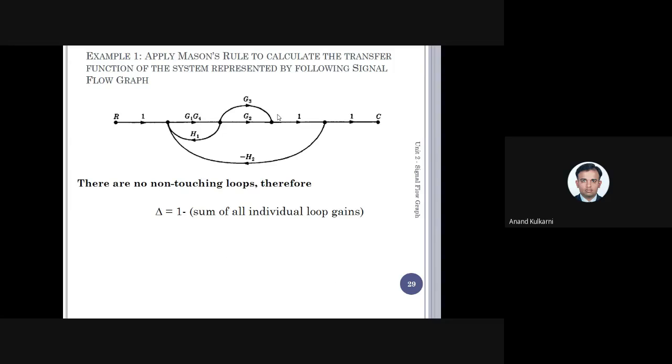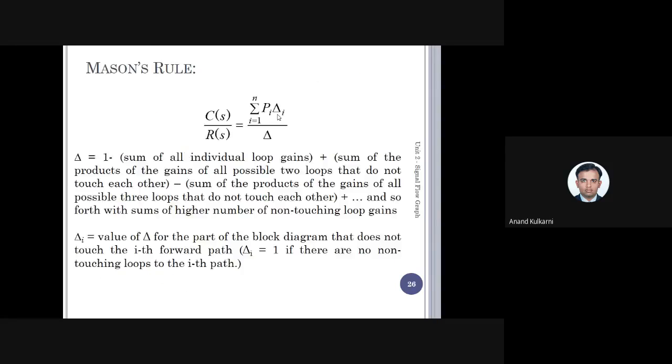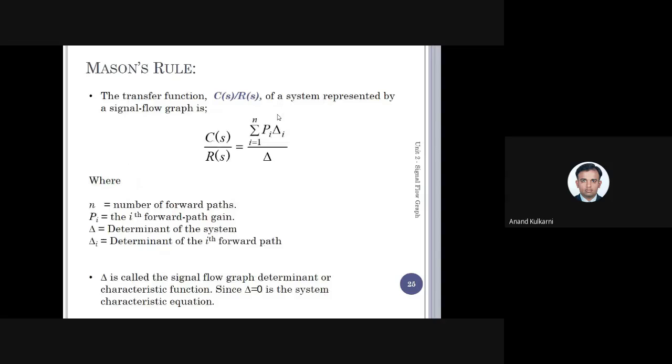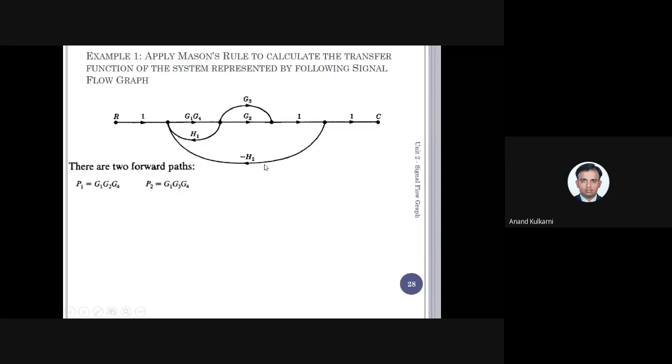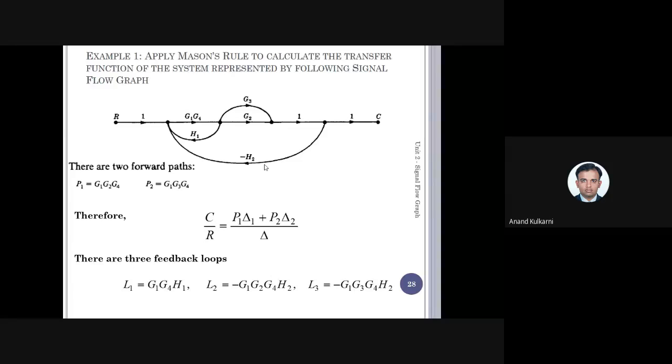Now let us consider the second part of the problem. If you observe, in this problem the number of forward paths has been determined. Then in order to determine the delta, I am worried about the number of loops, which you have already taken. But there is one more part: you'll have to take two loops together such that the two loops are non-touching. What do you mean by non-touching? They should not have a common node between them.